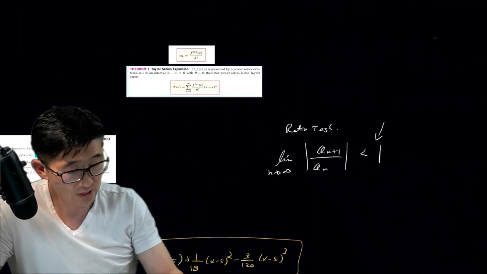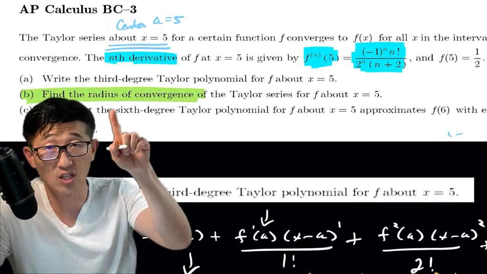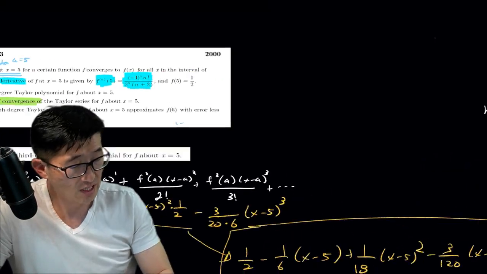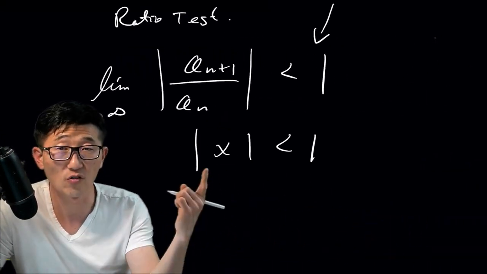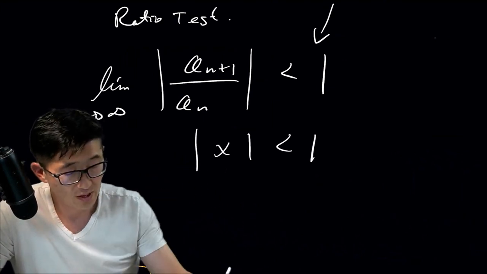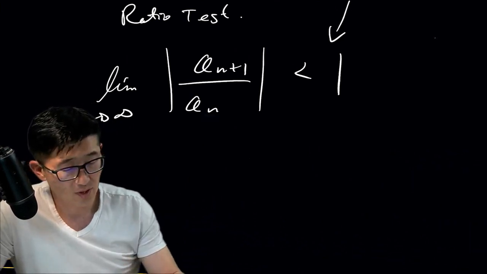But if you notice, when they ask you the interval of convergence or the radius of convergence, you're going to get an absolute value with an x somewhere in there, and you have to solve for the letter x. And that's going to tell you where it's going to converge.